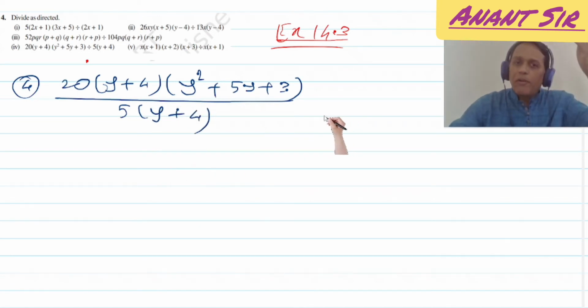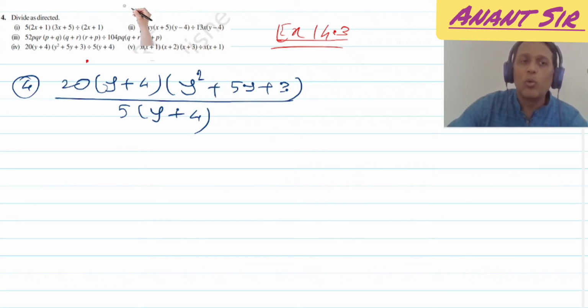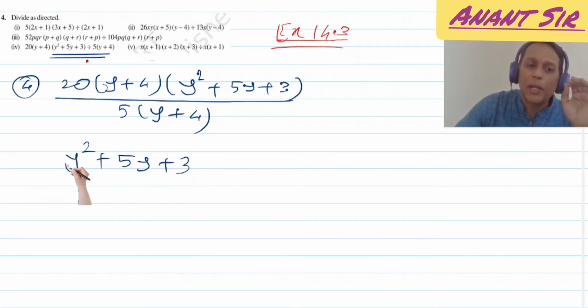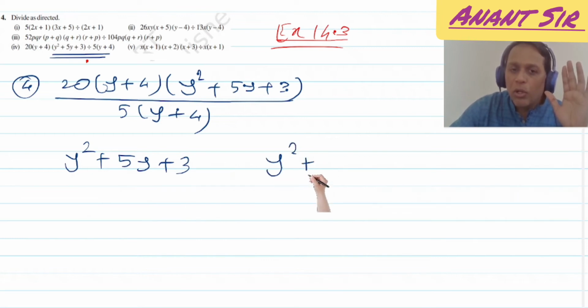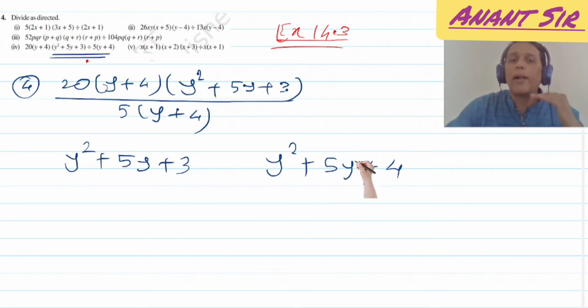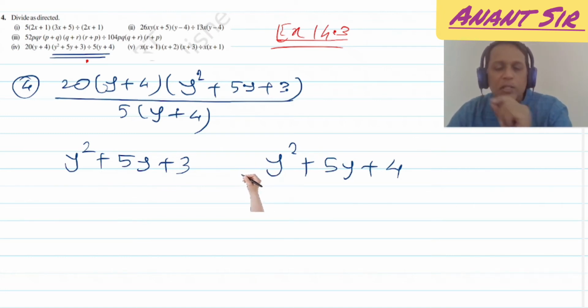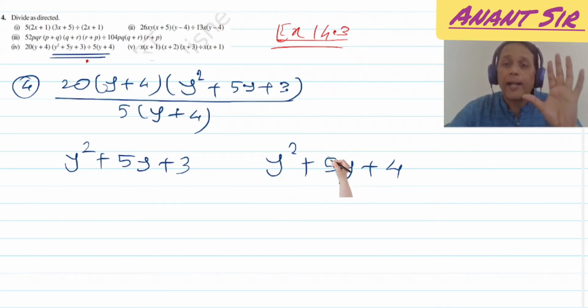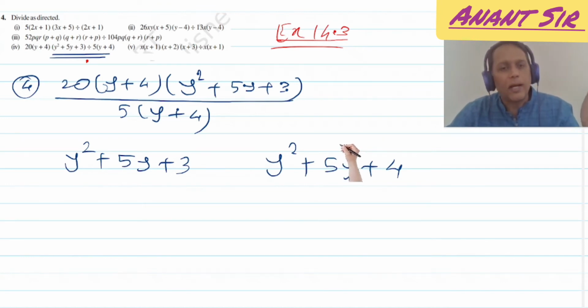Now if you have seen earlier videos in 14.2, we had solved this type of question, factorize y square plus 5y plus 3. If the question was y square plus 5y plus 4, then we could have solved it further. I'm not going to explain in detail. We have done this type of question in the previous video. So if any of you have any doubt how to solve this quadratic polynomial, then please go to the video of exercise 14.2. The link is in the description box below.